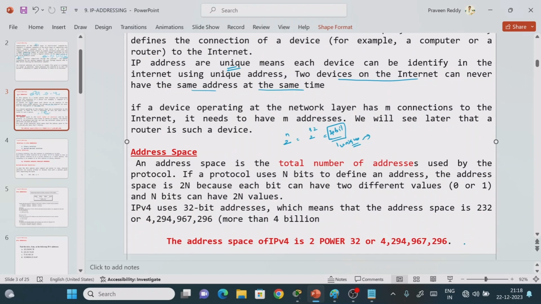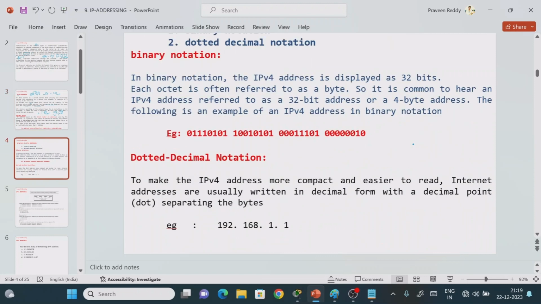Now we have two classifications: one is IPv4, another one is IPv6. Version 4, version 6. The length of IPv4 is 32-bit. The length of IPv6 is a 128-bit representation. So once we complete IPv4, then we will discuss IPv6. What is the need for IPv6? Why are we going to IPv6 instead of IPv4? Later on we will discuss.